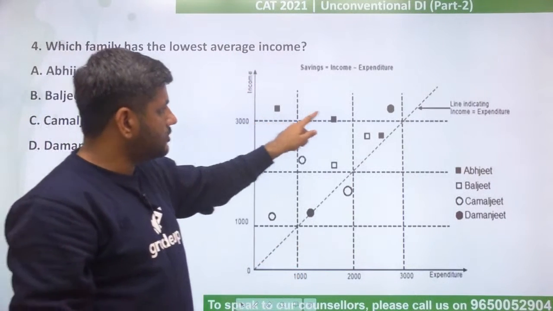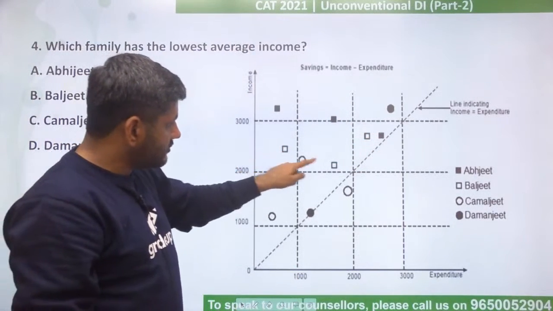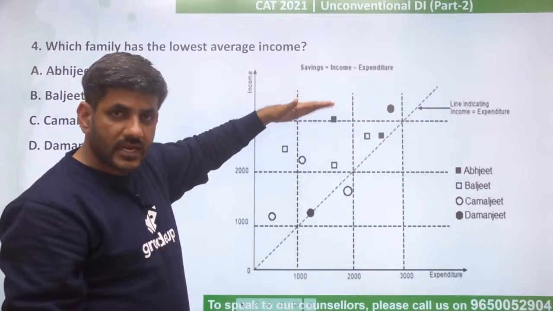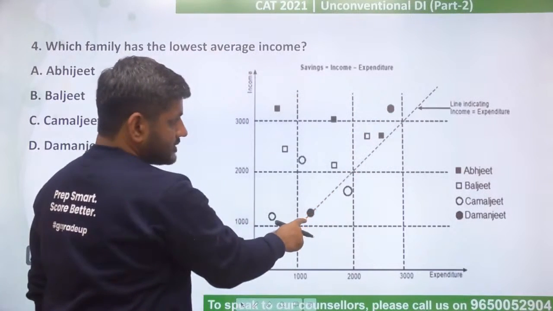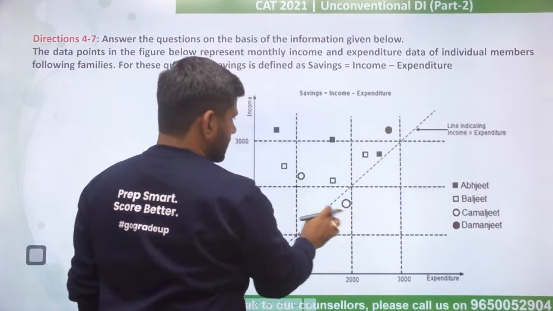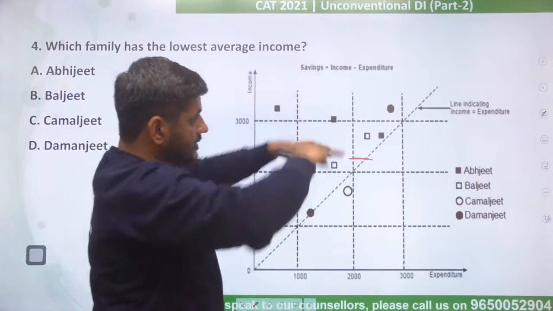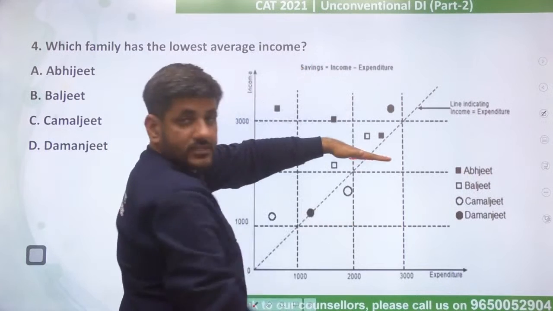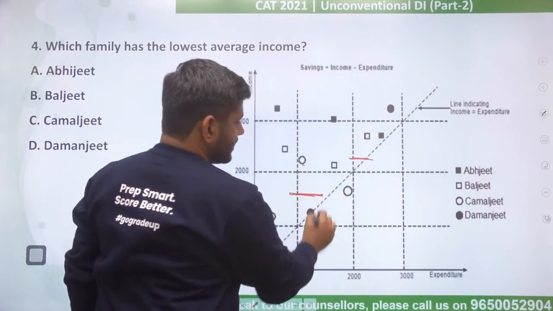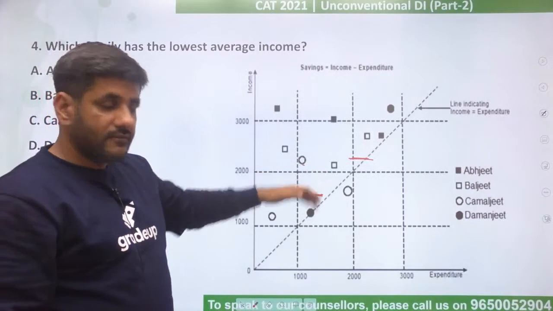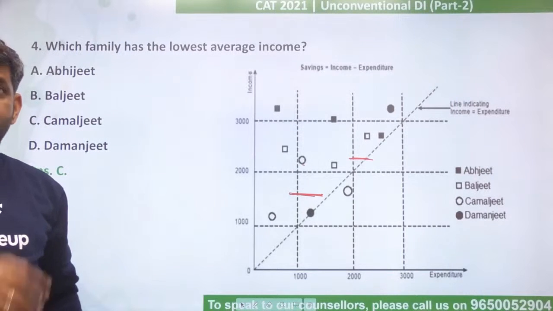Height wise, if I see these black squares, they are at the top, right? Then if I look at these white squares, they are also quite above, so their average would be quite above. If I talk about this circle and this circle, their average would lie somewhere in between. Height wise, this one is at this height, this one at this height, so the average would be somewhere here. But the three white circles, their average would lie somewhere here, and therefore they have the lowest possible income, and hence our answer for this question is option C.